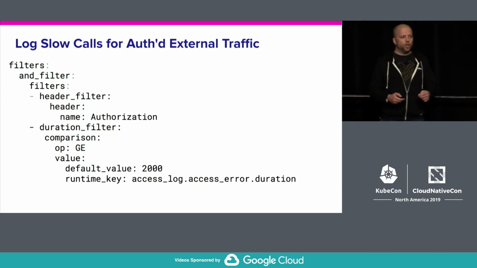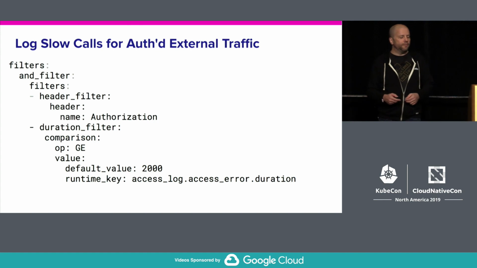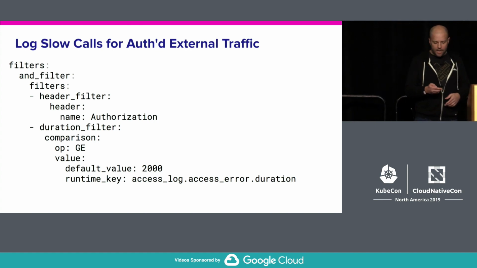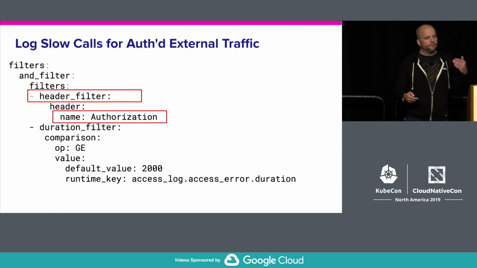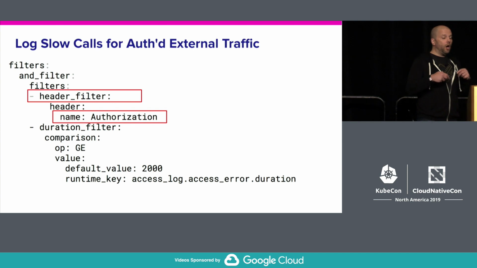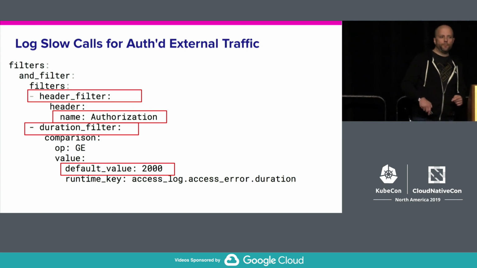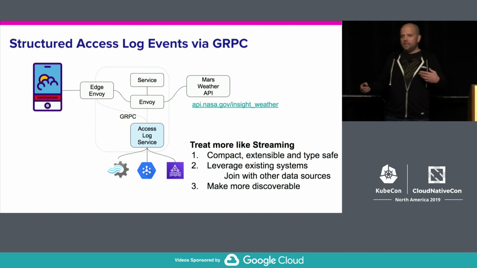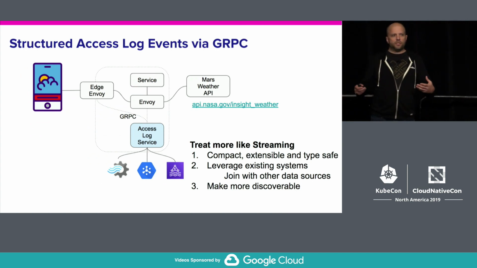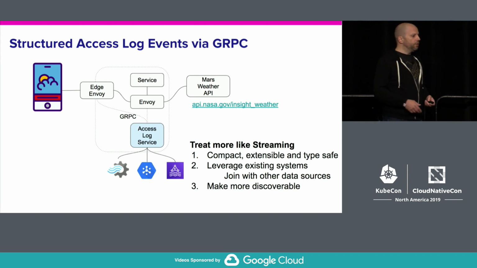What if you want to log slow calls, and in this case, we'll say to an authenticated external service? This is somewhat contrived, but I think it shows the power of the filter capabilities very clearly. Again, we've got a predicate filter, and the first filter that we're hitting is a header filter. So it says, look at egressing traffic. Does it contain an authorization header? If it does, and the duration of that request is greater than or equal to 2,000 milliseconds, then log it. So you can probably start to see with file-based logging, with these filters, how you might be able to compose some really sophisticated and powerful logging mechanisms within your own infrastructure.